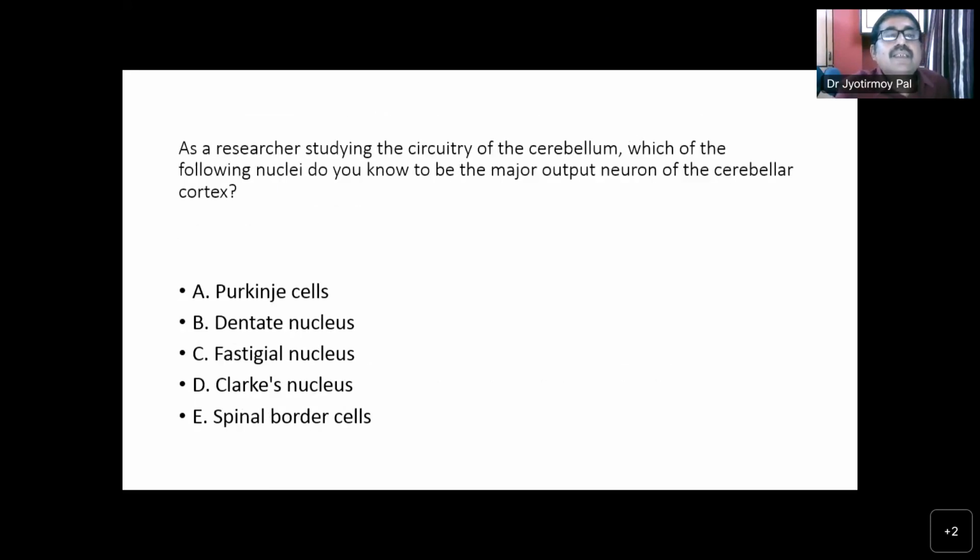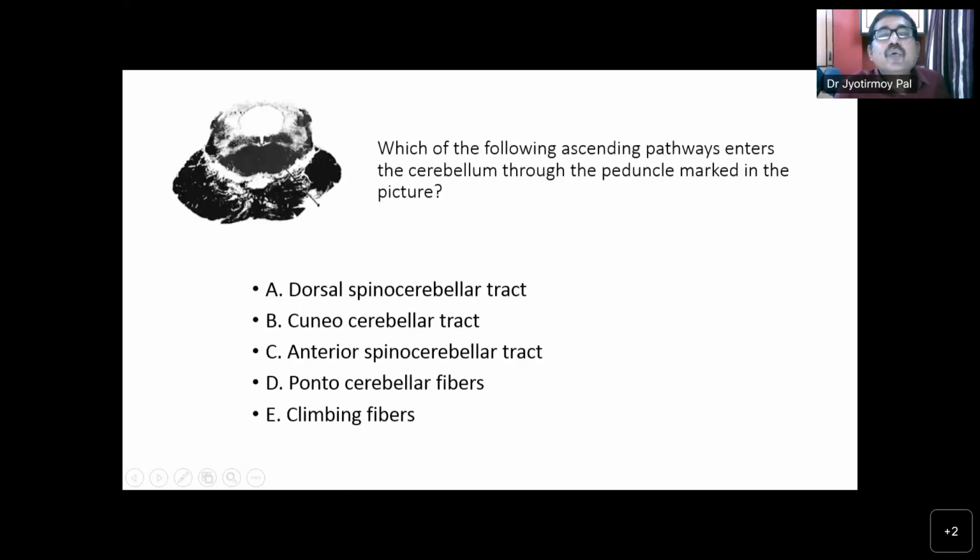As a researcher studying the circuit of the cerebellum, which of the following nuclei is known to be the major output neuron of the cerebellar cortex? What is the output neuron? Dentate. That part I have not discussed. I go back to the original slide, so then it will be easy. Which of the following ascending pathways enters the cerebellum through the peduncle marked in the picture? Picture not very clear. You skip this picture.